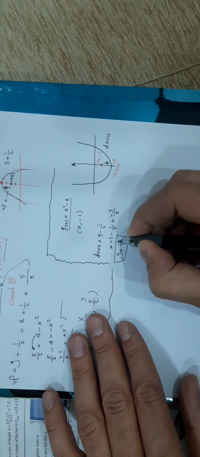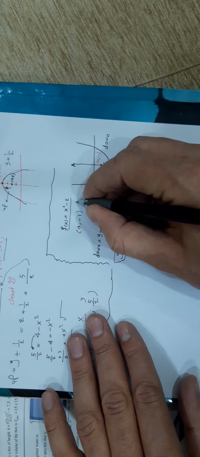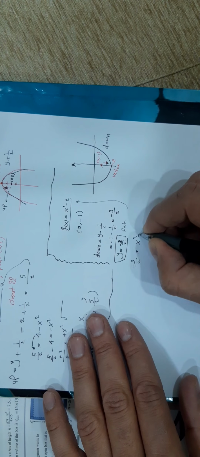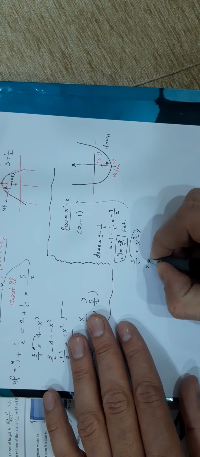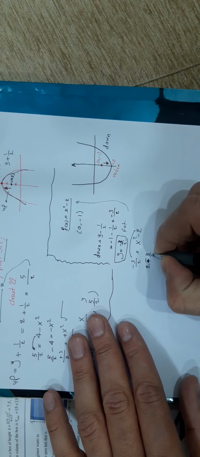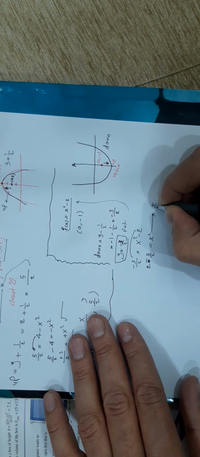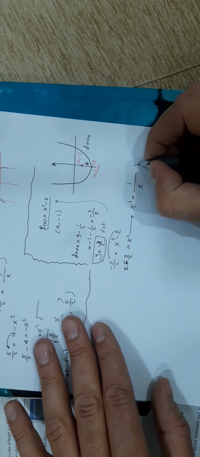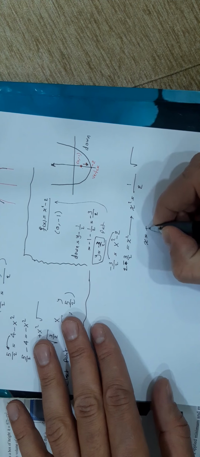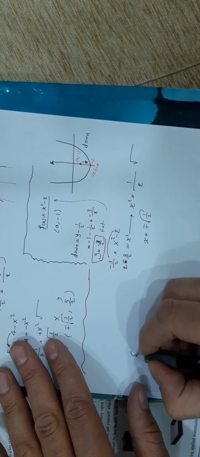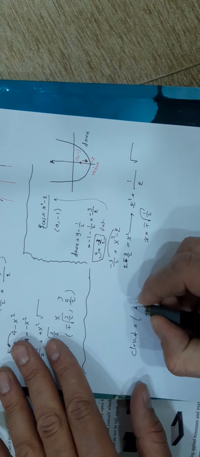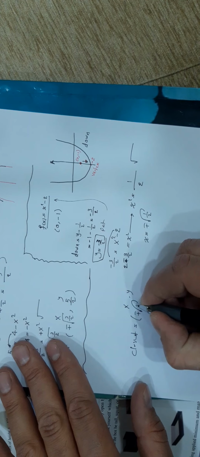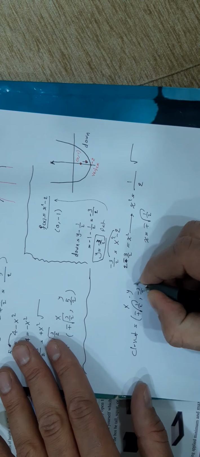Negative 3 over 2. Put it in the given function. So f of x, meaning y, negative 3 over 2 is equal to x power 2 minus 2. So 2 minus 3 over 2 is equal to x square. So x square is equal to 2 times 2 is 4, 4 minus 3 is 1, over 2. By taking the square root of both sides, x equals positive and negative square root of 1 over 2. So the closest point is x equal to positive and negative square root of 1 over 2 and y equal to negative 3 over 2.